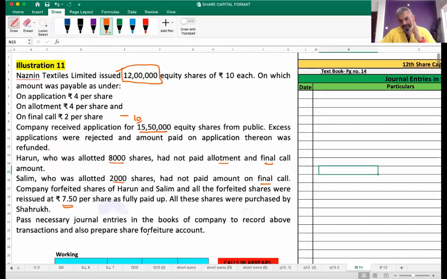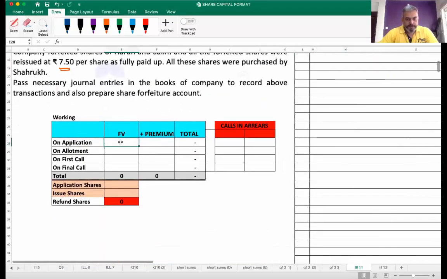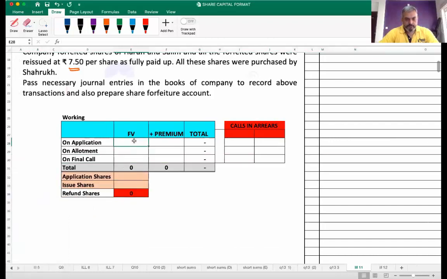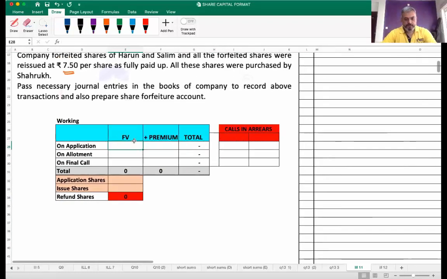Now, a similar exercise sum is there which I have already solved in my video lecture, so that sum you have to do as homework. This sum we will do right now. First we will do the working. So let's go to the working. Now we have application, allotment, and final call. So face value is 4 on application, 4 on allotment, and 2 on final call. No premium at all, so I leave it blank.